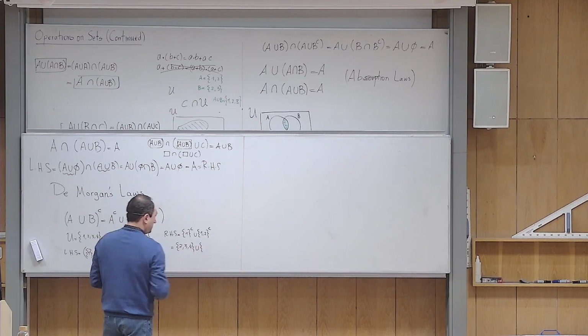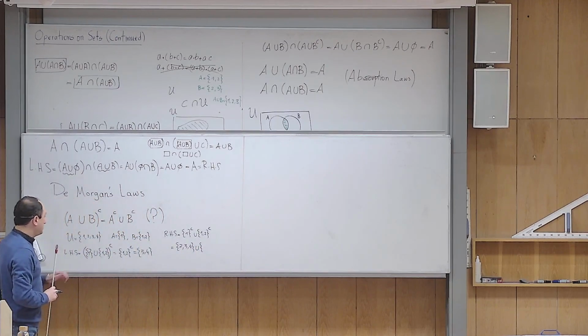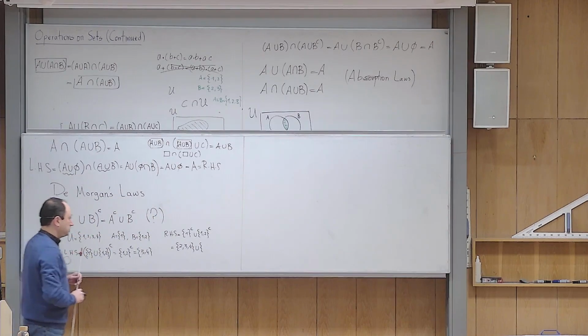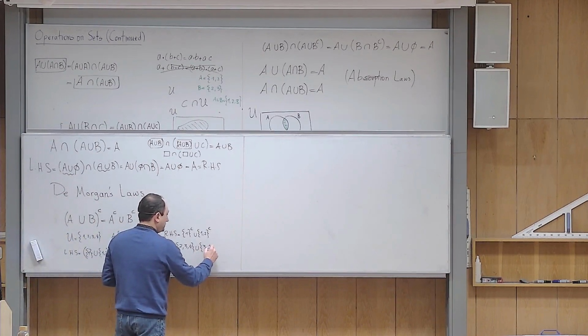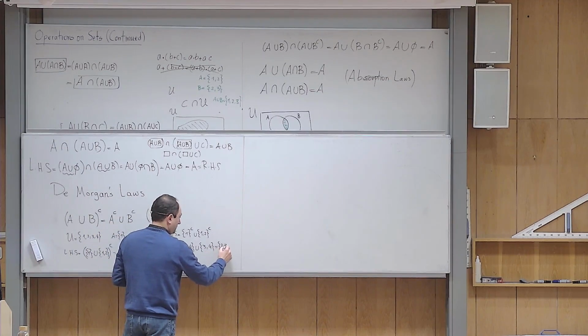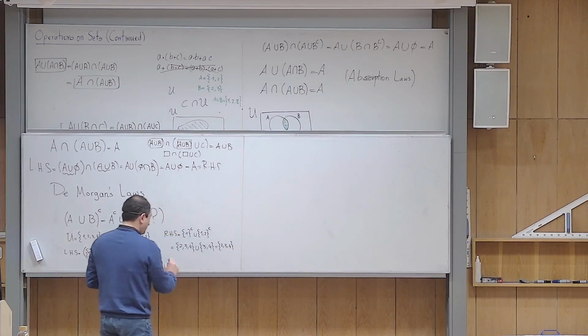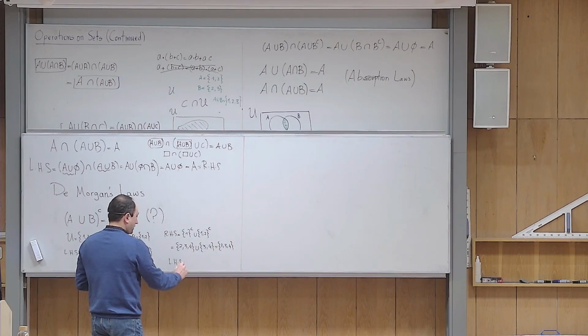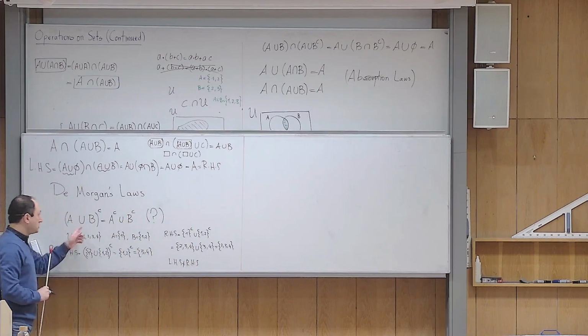Union. What is the complement of 1 and 2? 3 and 4. And then I want to union these two sets. What do I get? I get 2, 3, and 4. Yes? And then you see that the left-hand side is not equal to the right-hand side. Yes? So this is not correct.